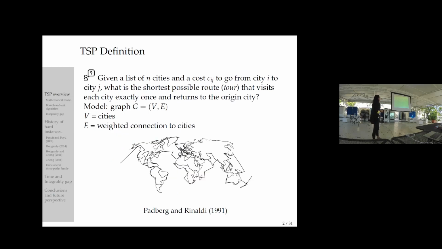Okay, so let's start with the TSP definition. It's super easy. Given a list of n cities and a cost, c_ij, to go from city i to city j, we are asking what is the shortest possible route that visits each city exactly once and returns to the origin city. So in this figure, you can see an example.